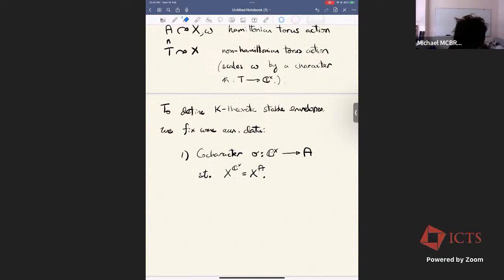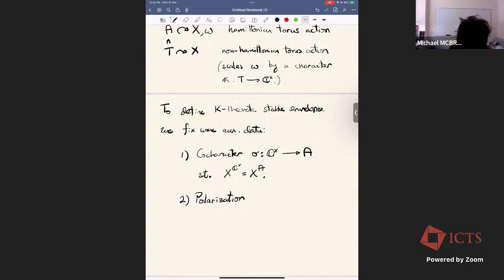Actually, the construction will end up depending not on the co-character itself, but on the Weyl chamber the co-character lies in. Let me not say any more. You can guess for yourself what that might mean.